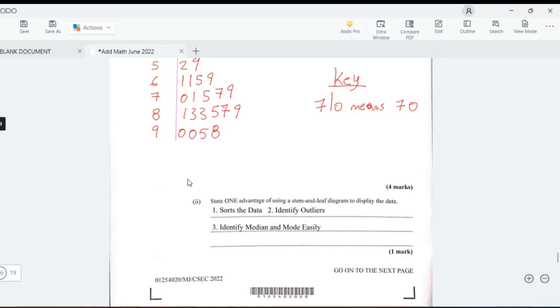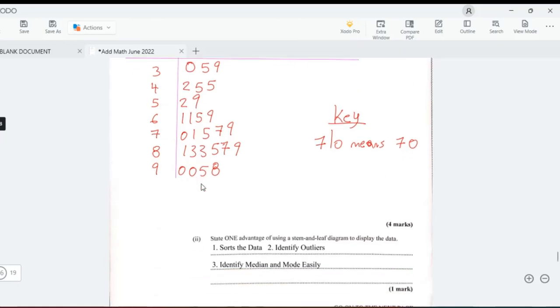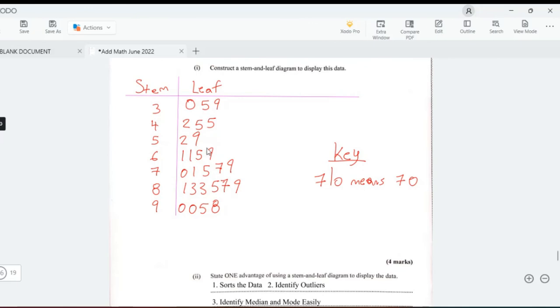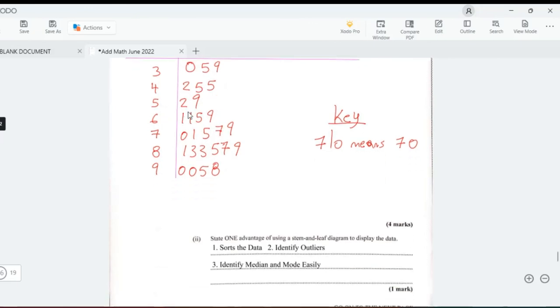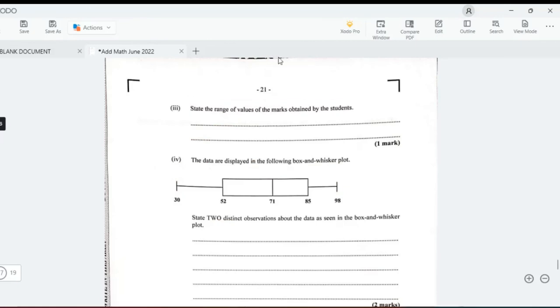Now, you can say it allows you to see distribution, but not necessarily. You can't tell straight away whether it's left skewed or right skewed. It depends. You can see skewness when it's a little obvious from the stem and leaf, so I wouldn't want to be going in that direction. Now it says state the range.